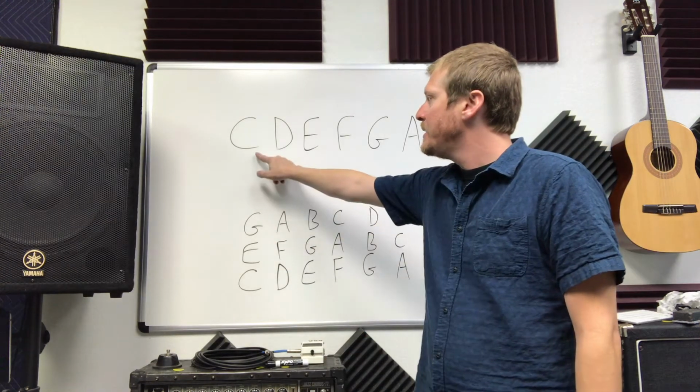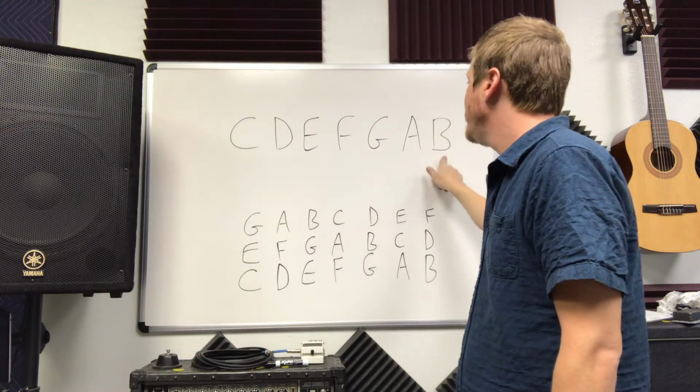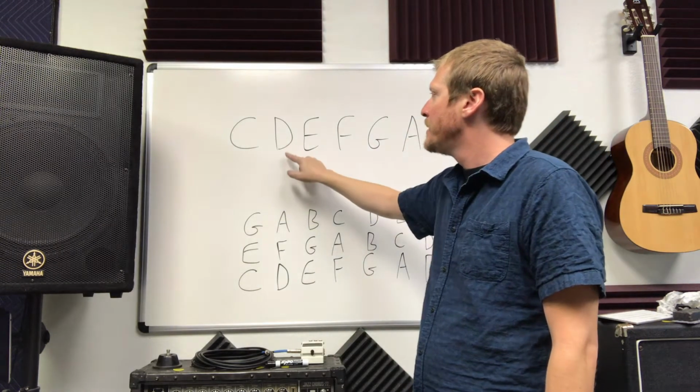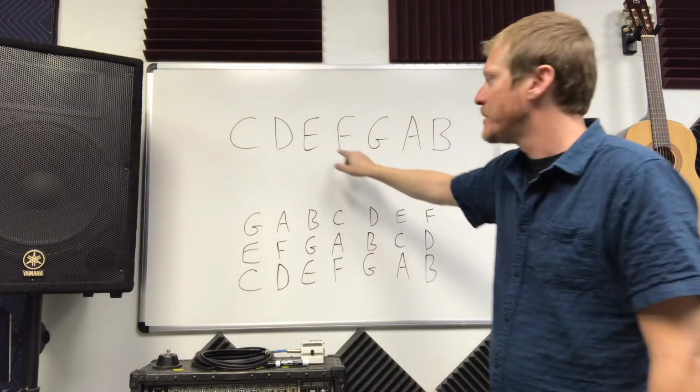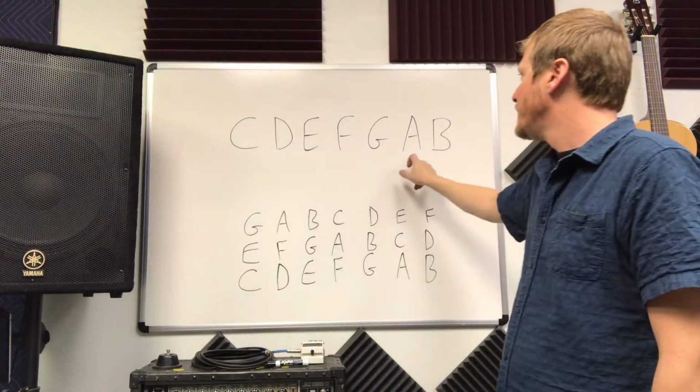So what we get from a C major scale is we start on C: C, D, E, F, G, A, B. Now each of those notes represents a scale degree, like we talked about before. So C is 1, D is 2, E is 3, 4, 5, 6, 7.